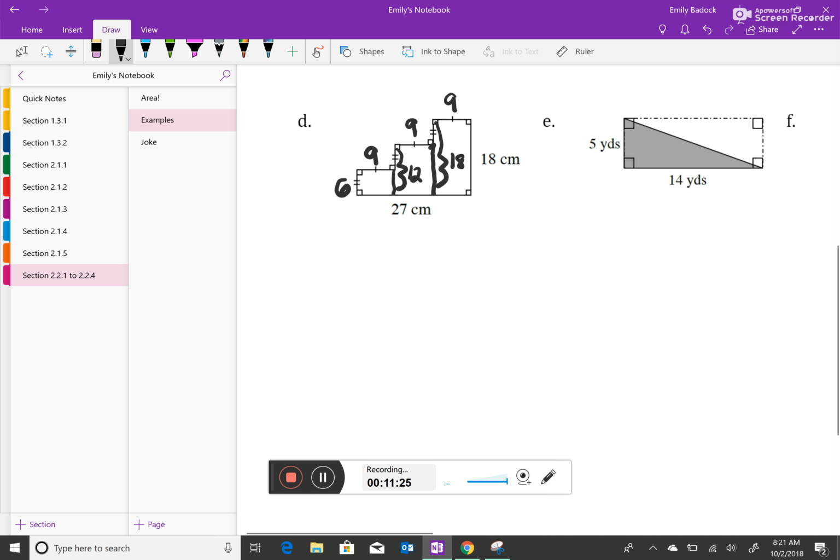So now I'm going to go ahead and do my multiplication. So I have 6 times 9, which gets me 54, plus 9 times 12, which gets me 108, and then 9 times 18, which gets me 162. Add all those together, and you get 324 centimeters squared.